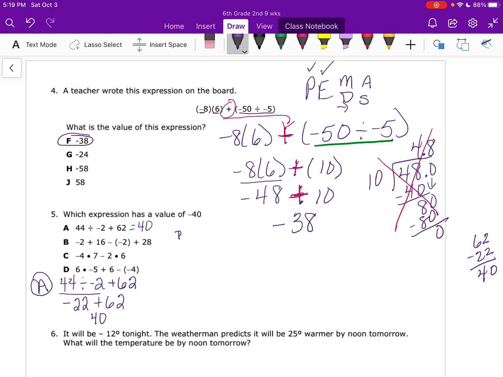Okay, B. B says negative 2 plus 16 minus negative 2 plus 28. So remember, this parentheses does not mean multiply. It's just saying that that is a negative 2. Okay, so all we have is addition and subtraction. So we're just going to go in order from left to right.